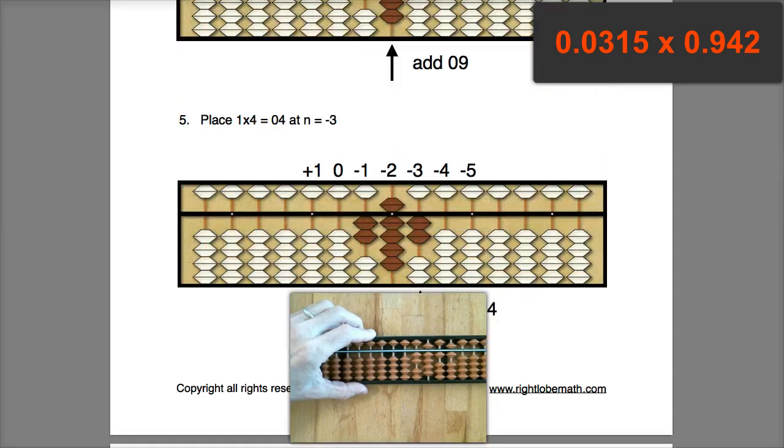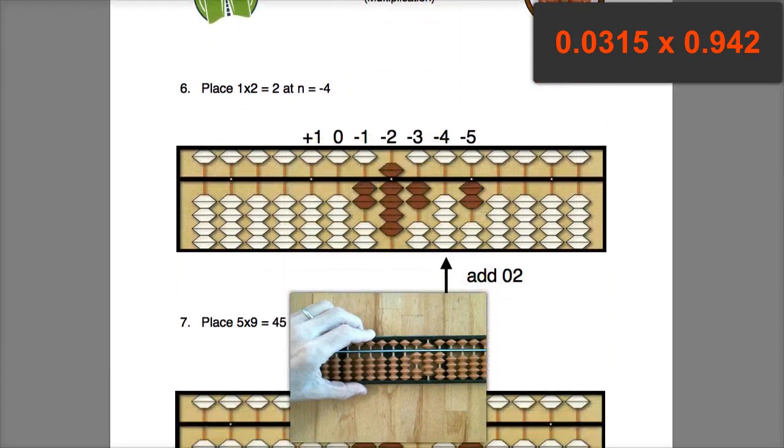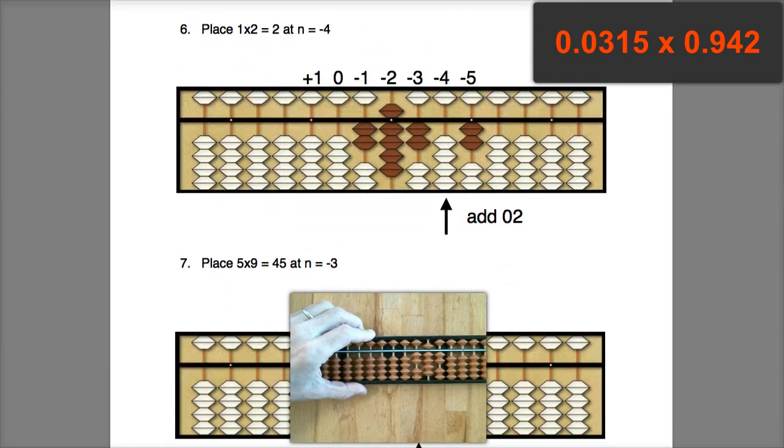Then we're going to go 1 times 4, which is 4, and we're going to enter that at -3. Here's -3 to enter 4. We do it like that. Let's keep going, and then we do 1 times 2, which is 2, at n equals -4. So here's n equals -4, and we're going to enter 2, so we put 0.2, and there we go.